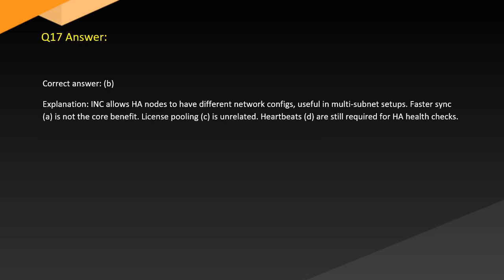Answer. Correct answer: B. Explanation. INC allows HA nodes to have different network configs, useful in multi-subnet setups. Faster sync (A) is not the core benefit. License pooling (C) is unrelated. Heartbeats (D) are still required for HA health checks.